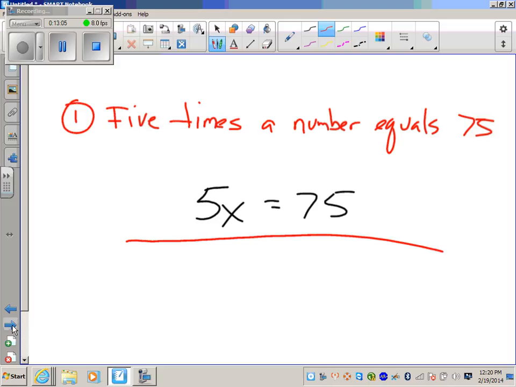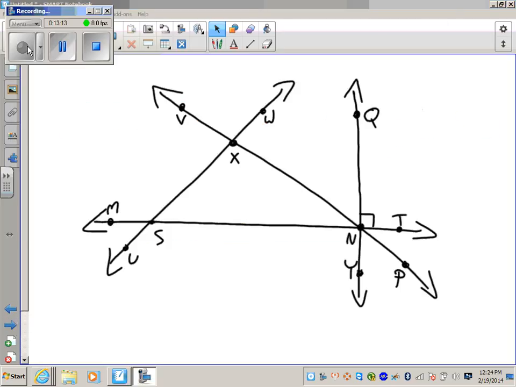Do you have 7-2? You should have it on the back of 7-1. Just take that out real quick. If we look at this, I'm not worried about numbers 8, 9, 10, but the right angles, number 11.